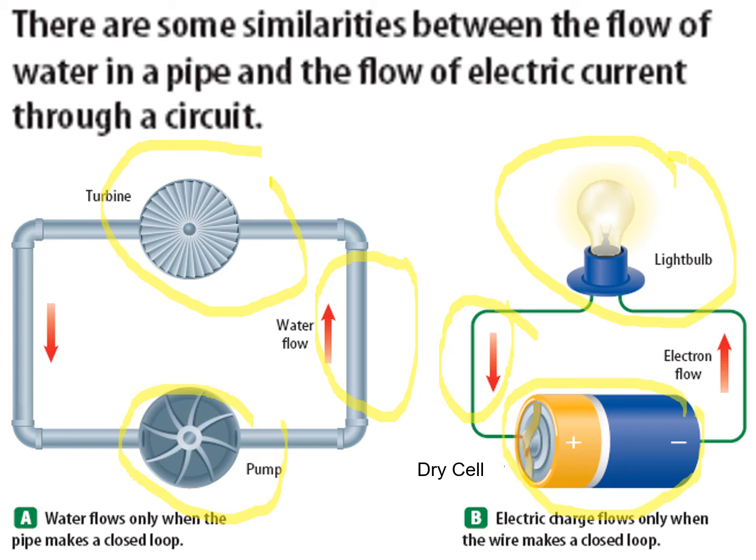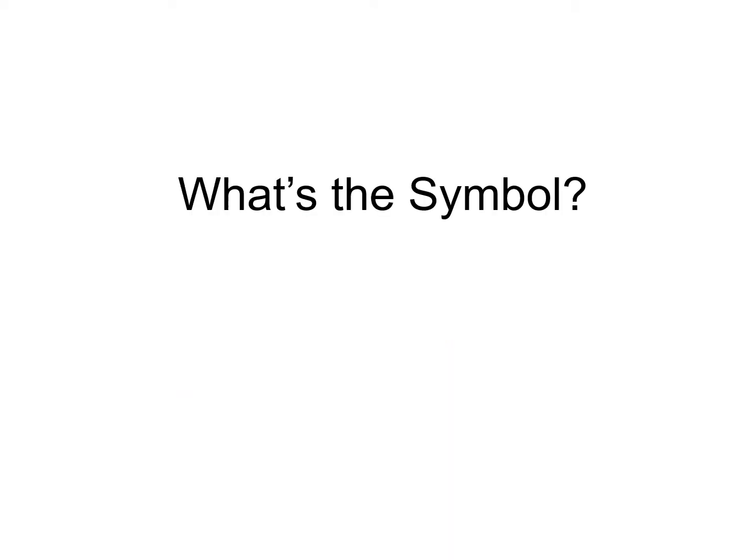The path of water is the pipe. The path of electrons is the wire. The component that slows down the water is the turbine. The light bulb slows down the electrons. Different components of a circuit can be represented using a symbol. Here are the electrical symbols we will be using.